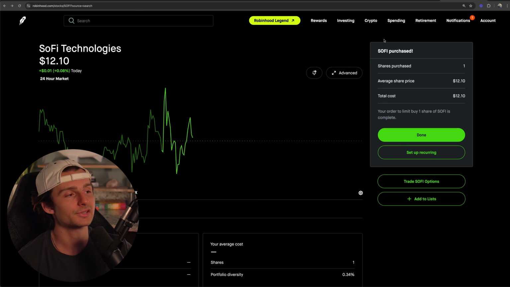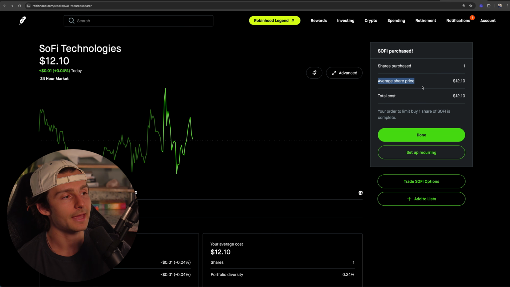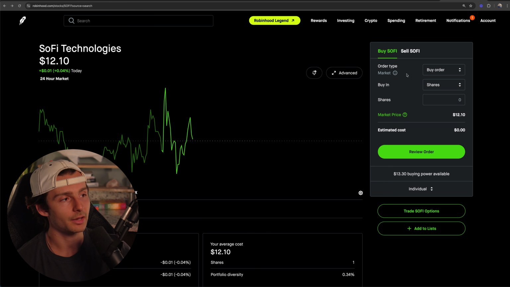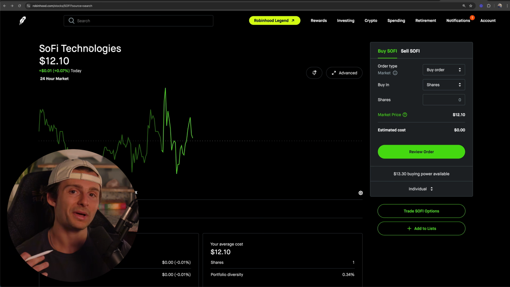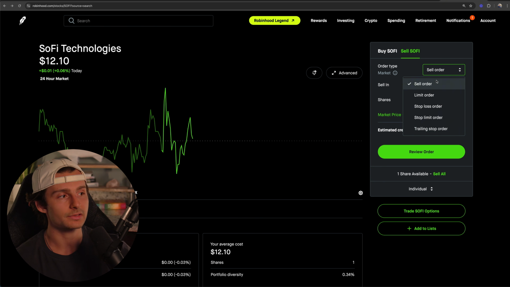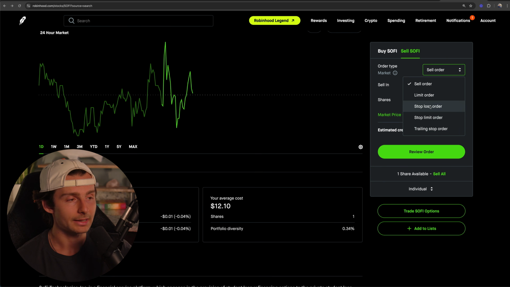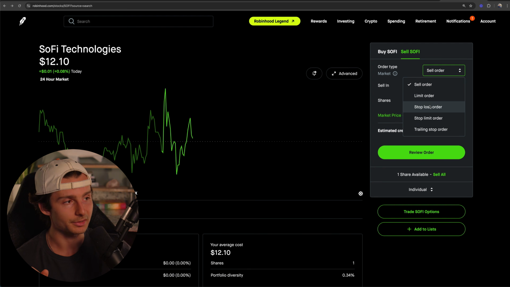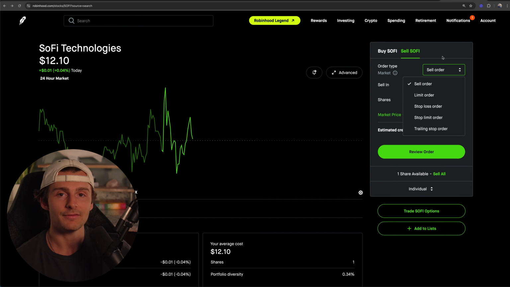Boom, it now says SoFi purchase. So it tells me that it was purchased, 1 share, and the average price and my total cost. Now I'll click on done, and I'll come back to this page. What I will now unlock is the sell SoFi button right here. So now I can go ahead and do the exact same things and see the exact same orders, or I guess everything except one order, which I'll explain in a second, and I can have that on the sell side.